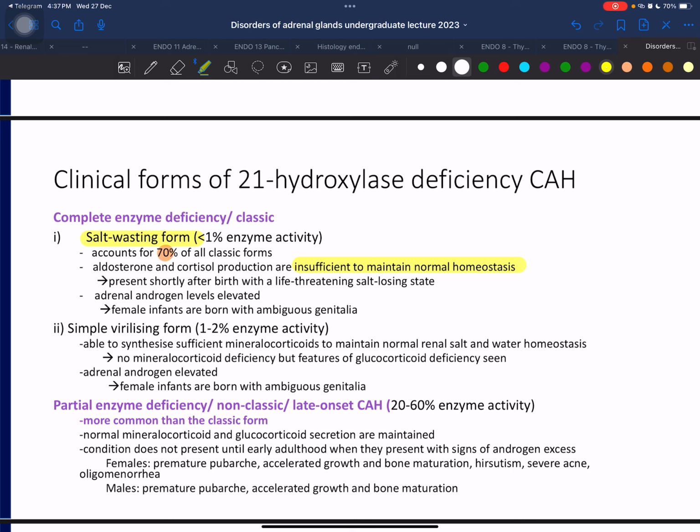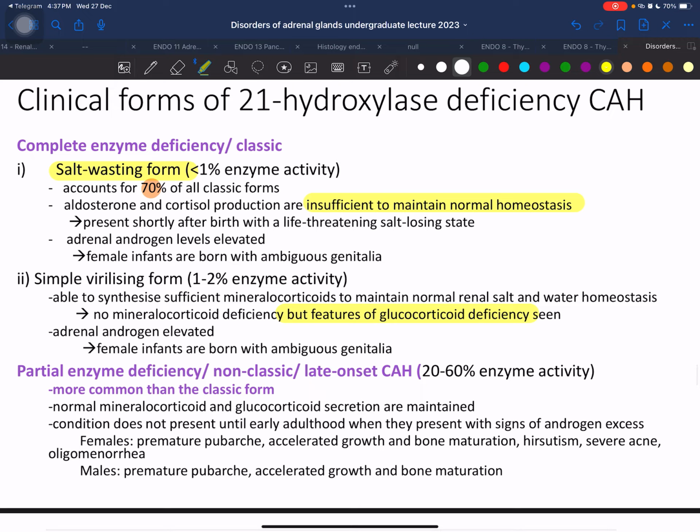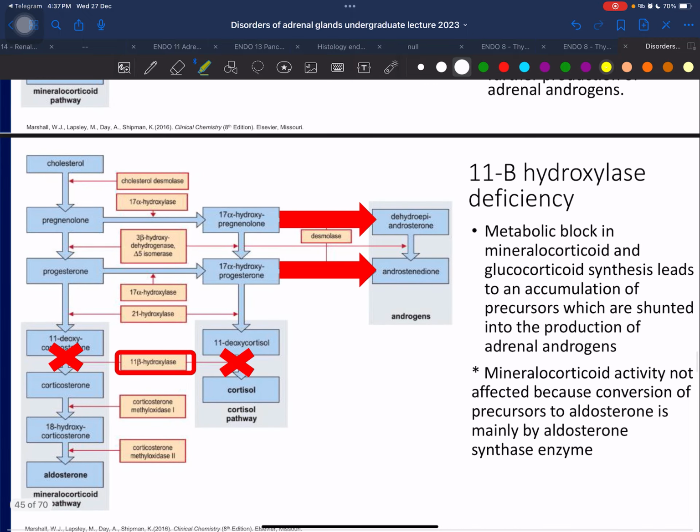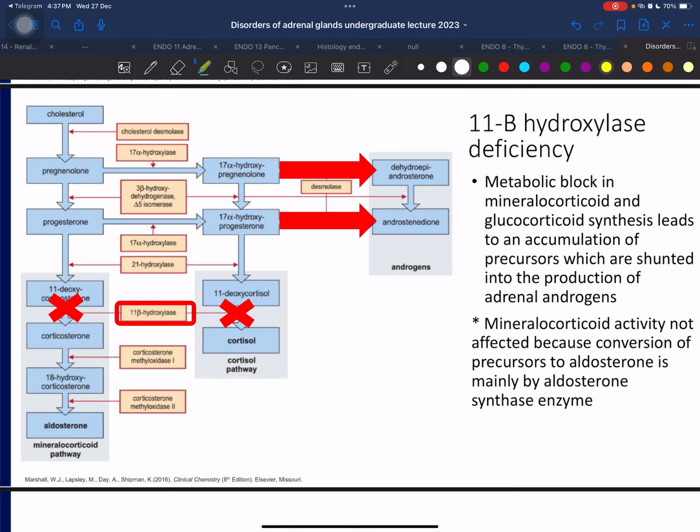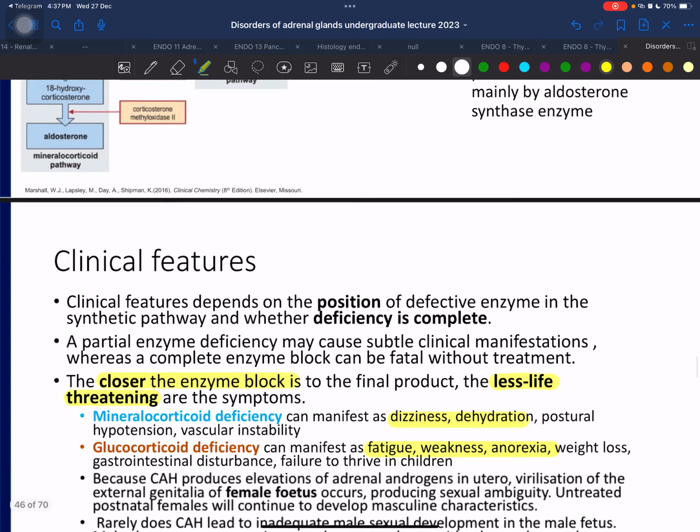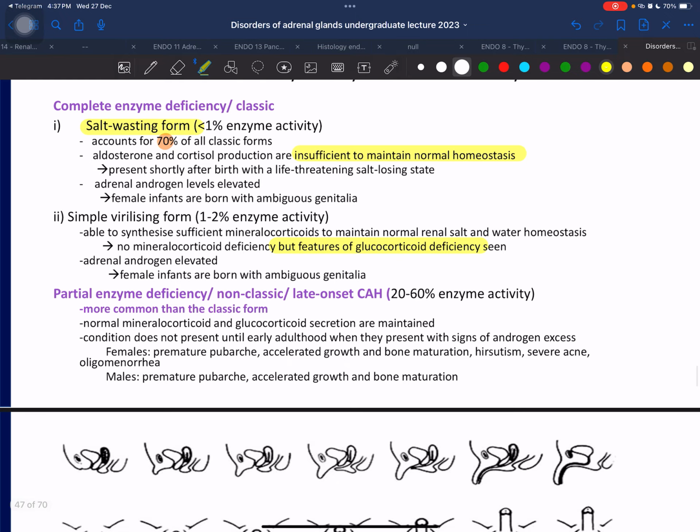Okay? The second form is the simple virilizing form, in which the patient has about 1 to 2% of enzyme activity, slightly better. Okay? So sometimes some of these infants are able to synthesize sufficient mineralocorticoids to maintain normal renal salt and water homeostasis. Okay? So they do not have mineralocorticoid deficiency because they got a little bit more enzyme to produce the aldosterone, but they do not have enough enzyme activity to maintain your cortisol production. Understand? Okay? So female infants, again, they are born with ambiguous genitalia.